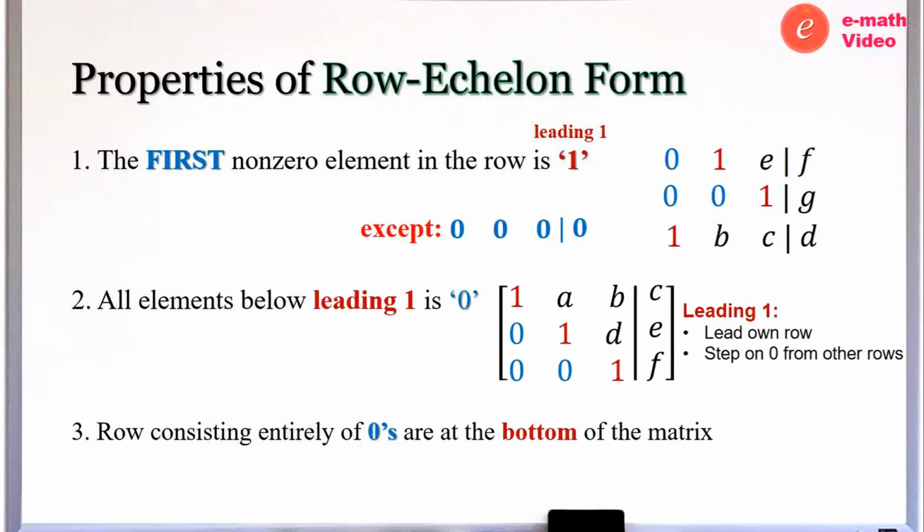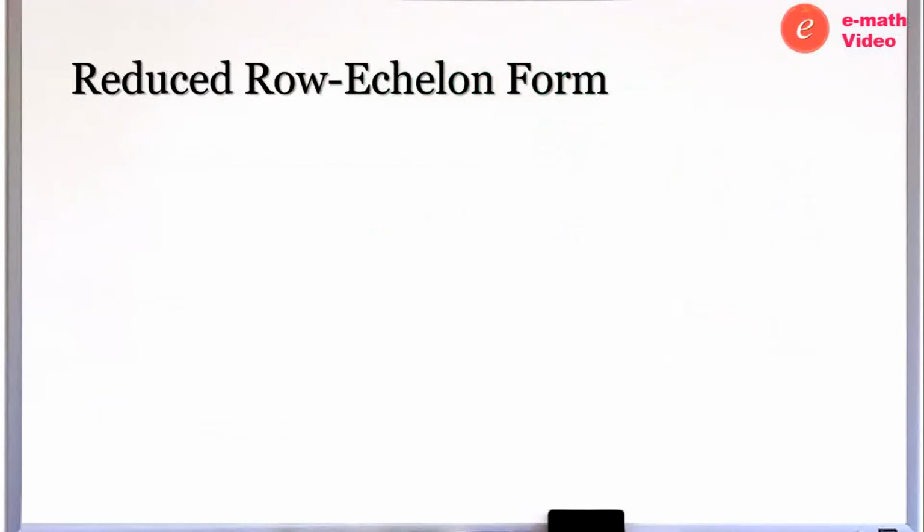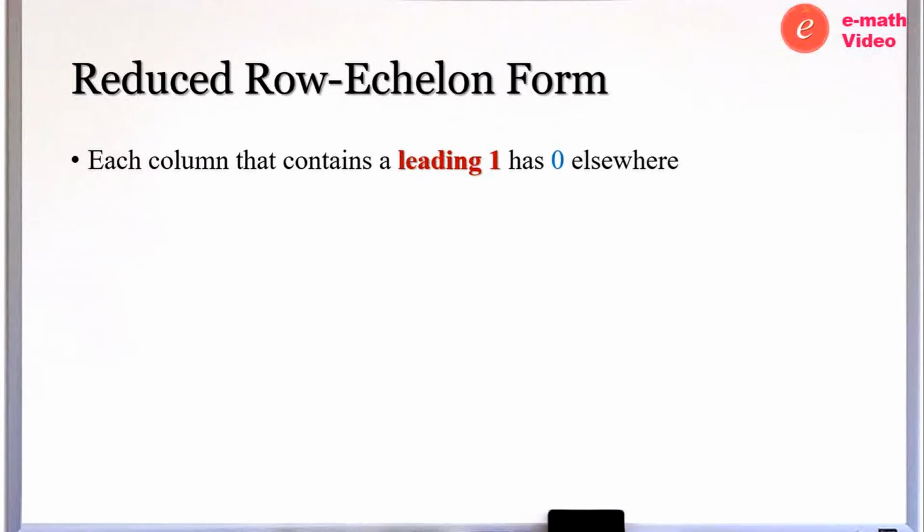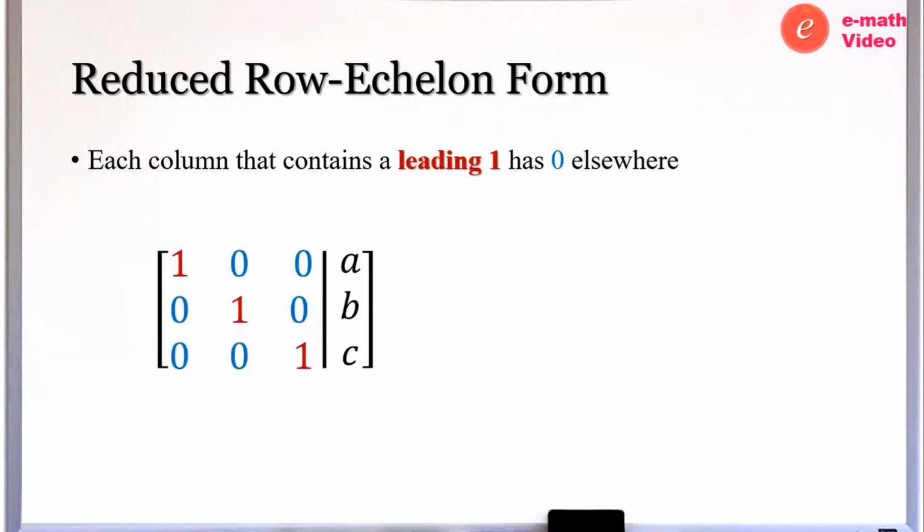If a fourth property is also satisfied, a matrix is said to be in reduced row echelon form. The fourth property is each column that contains a leading one has zeros elsewhere. You see, this is what happens when you are a bad leader. Just kidding. As you can see, we have zeros above and below all the leading ones. With that, we can directly read the solution in this form.